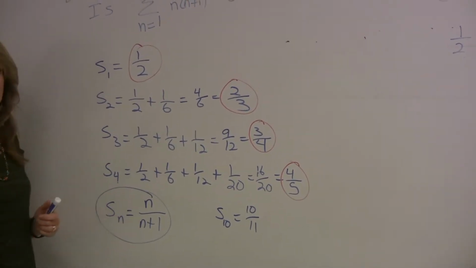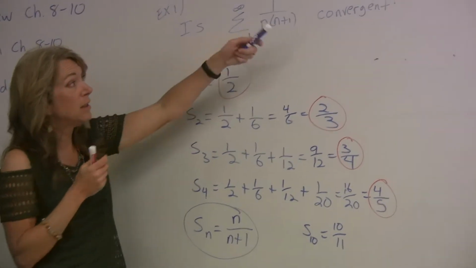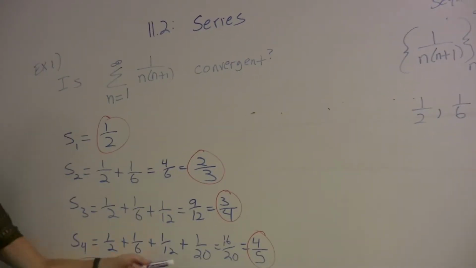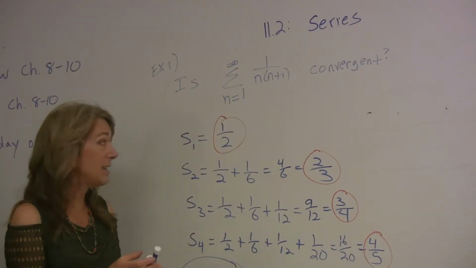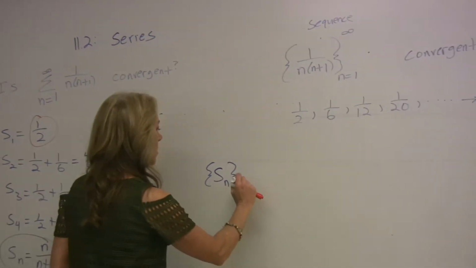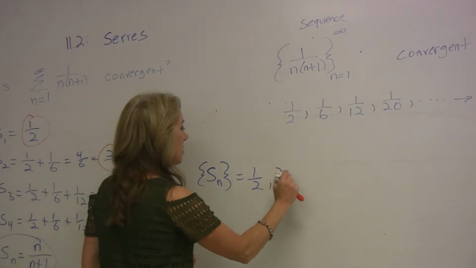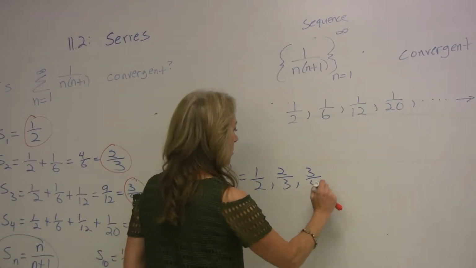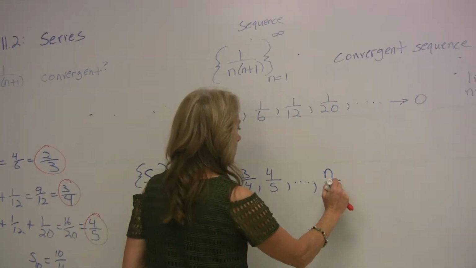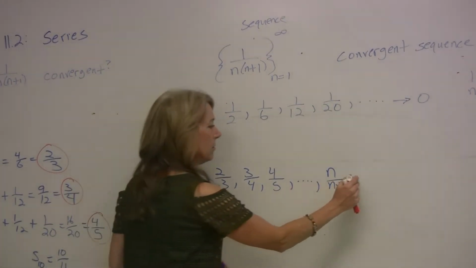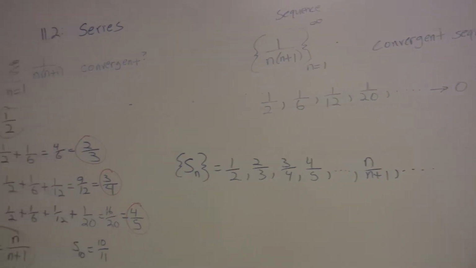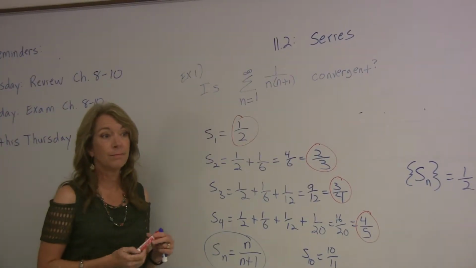And so let's go back to the question we were asking. To determine if a series converges, we want to look at this list of partial sums and see if it converges as a sequence. Listing the partial sums as a sequence: 1/2, 2/3, 3/4, 4/5, dot, dot, dot, n over n plus 1. How do I decide if this converges?